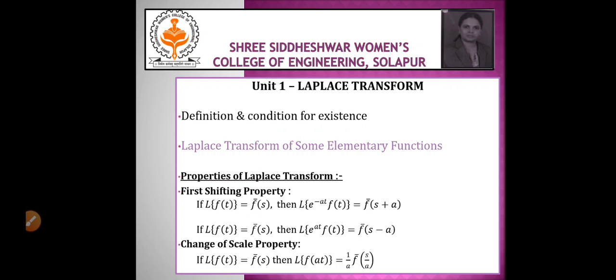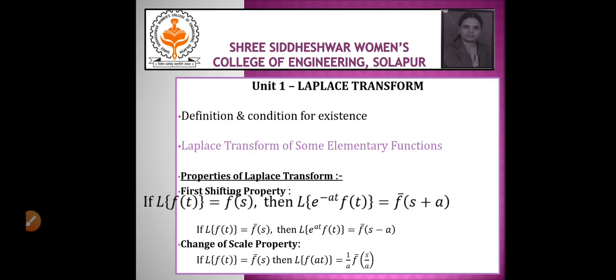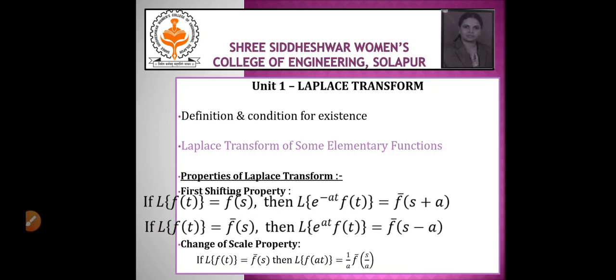The first one is first shifting theorem or first shifting property. So, what is its statement? If Laplace transform of f of t equal to f bar of s, then Laplace transform of e raised to minus at f of t is equal to f bar of s plus a. And also, its corollary, if L of f of t equal to f bar of s, then L of e raised to at f of t is equal to f bar of s minus a.